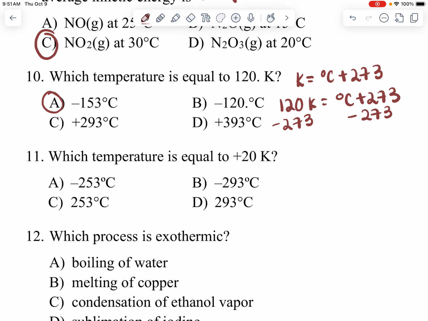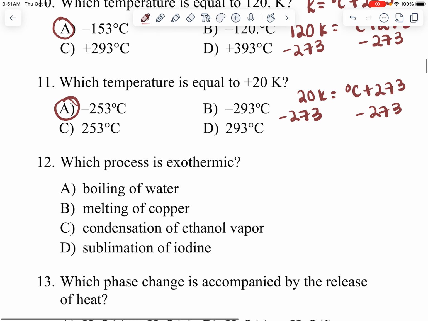Same thing here. Now it's 20 K equals degrees Celsius plus 273. Subtract 273 on both sides. And we get that the answer is A as well when we subtract that.